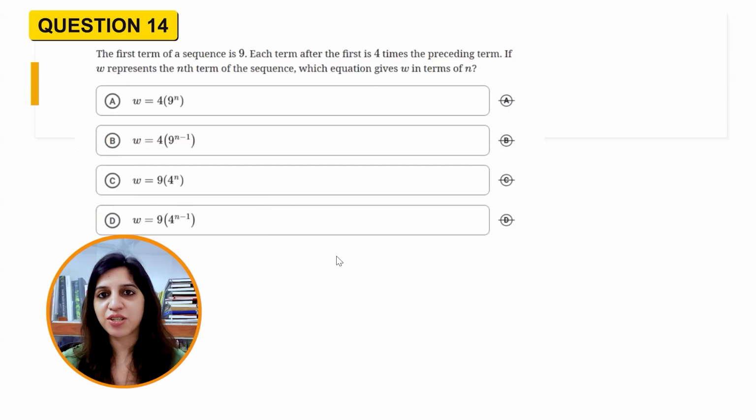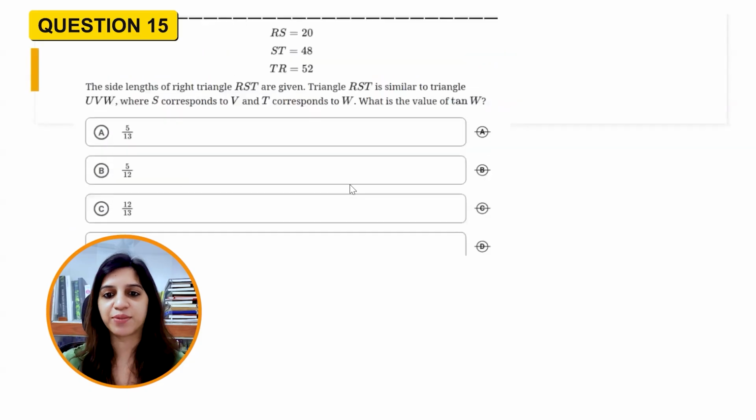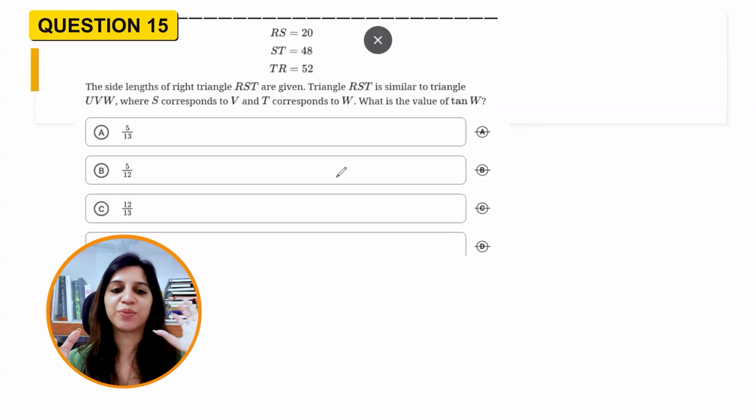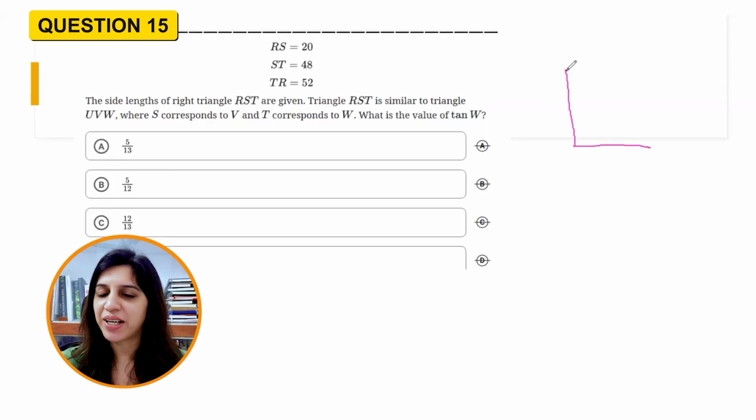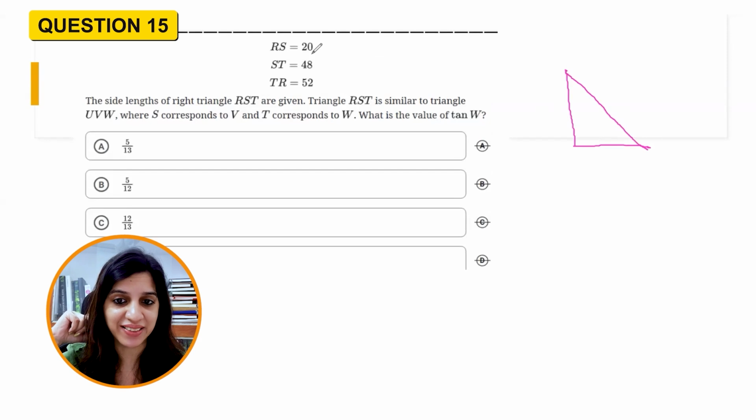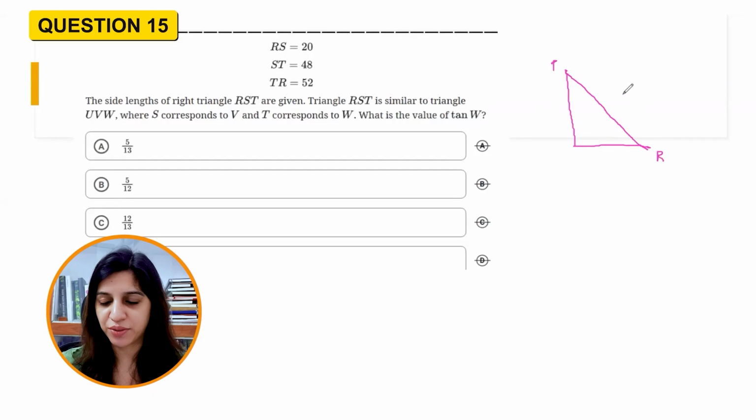Coming to the last question, let's quickly see this also. Again, as soon as I see the word triangles, sides, angles, anything, I'm going to go and draw it. The side lengths of triangle RST are given. Now, why am I drawing a right angle triangle? How do I even know that? From the sides, I know that this is a right angle triangle. TR is the hypotenuse, of course, it's the longest side, which means this is S. RS is 20, ST is 48, and TR is 52.